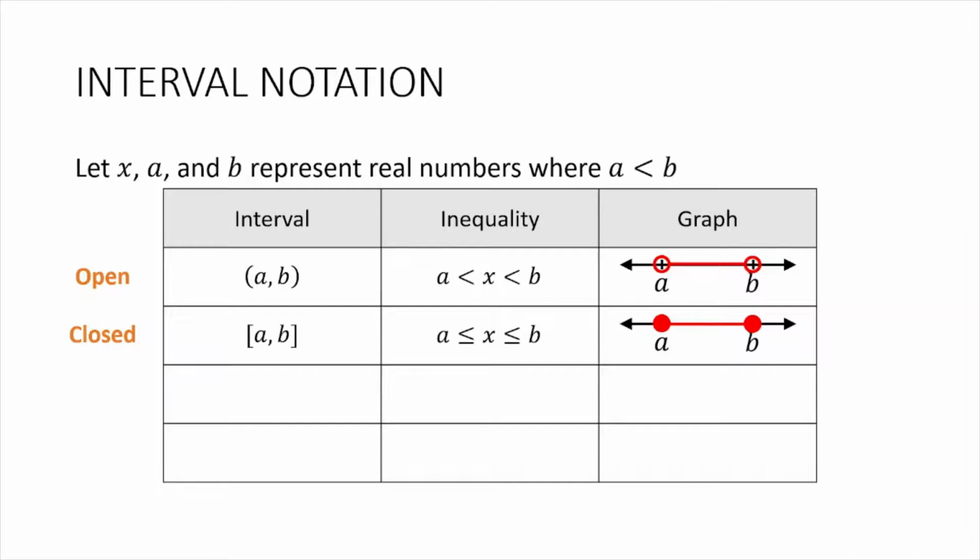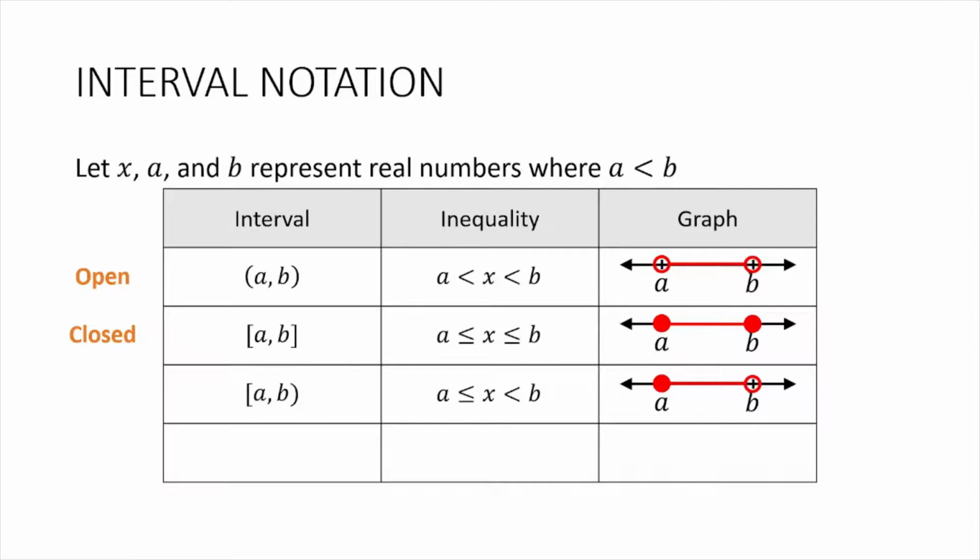All right, so now what if one of them is included and the other one is excluded, like this one? x is greater than or equal to a, so we include a. However, x is less than b. So all real numbers in between a and b, including a but excluding b, and all the real numbers in between. We use a bracket for a, and then a parenthesis for b.